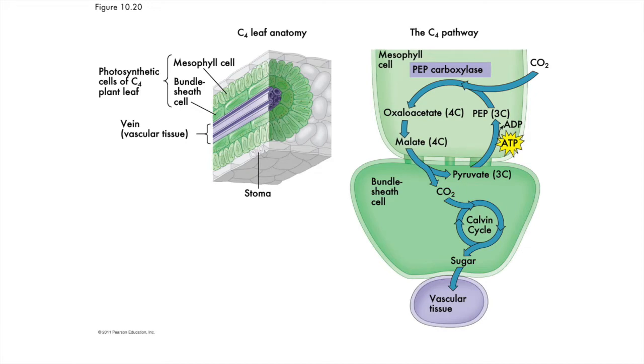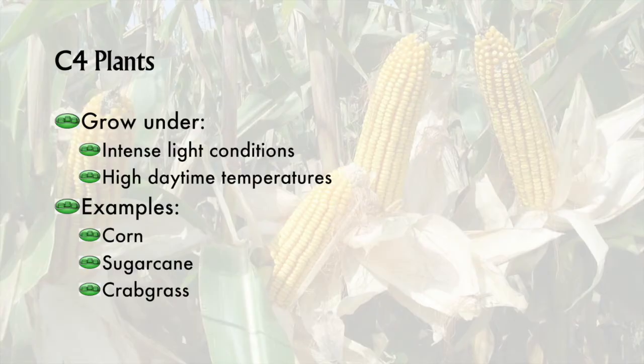Malate is then transferred to the bundle sheath cell, so named because these cells sheathe the vascular bundles that move the sugar to other parts of the plant. In the bundle sheath cells, the carbon dioxide is released along with our old friend pyruvate. Pyruvate can then return to the mesophyll cells where it is phosphorylated to form PEP once again. PEP stands for phosphoenolpyruvate. These C4 plants can grow better and faster in places where the conditions are right.